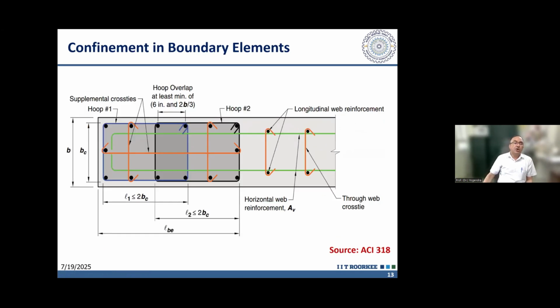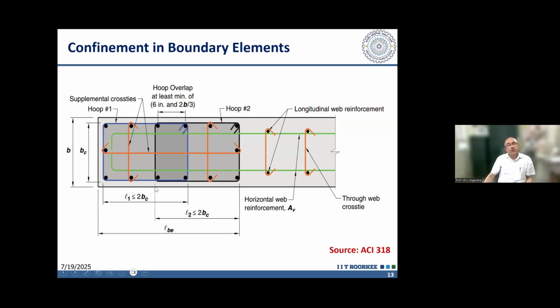If there is a long boundary zone, I will come to the calculation of the length of the boundary zones slightly later. But if it is a long boundary zone, then we may provide 2 hoops here and some ties. And one question which people have been asking regarding detailing is whether the size of the bar which is making these hoops and ties has to be the same or not.